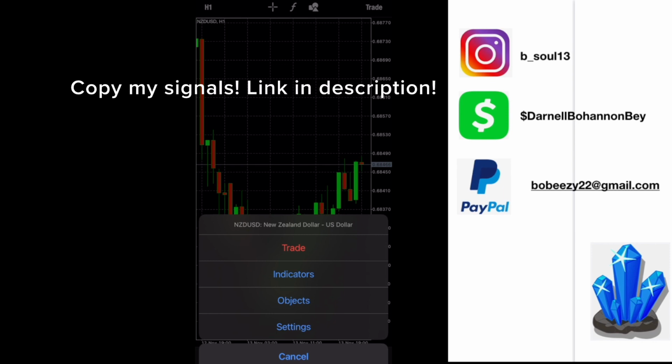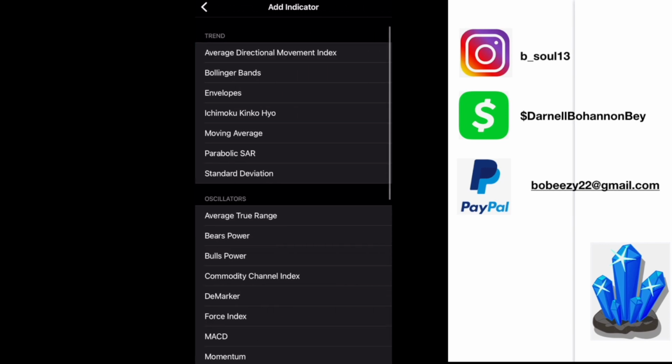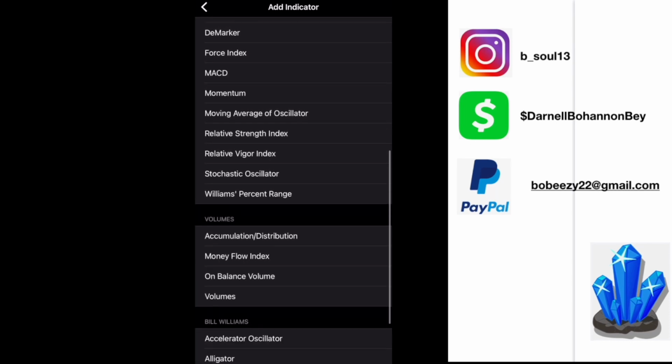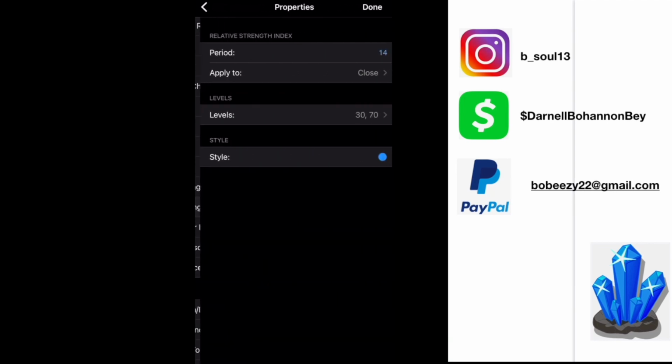So here's the raw chart. I'll show y'all how to set everything up. Just click main window. First, we're gonna put on the RSI. And like I said, the RSI is just the relative strength index.